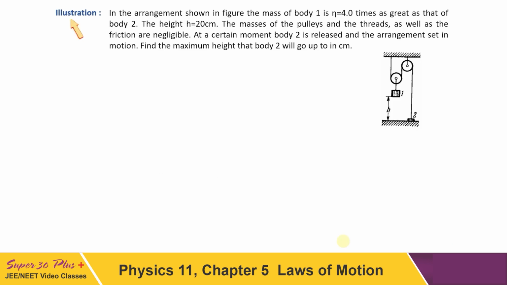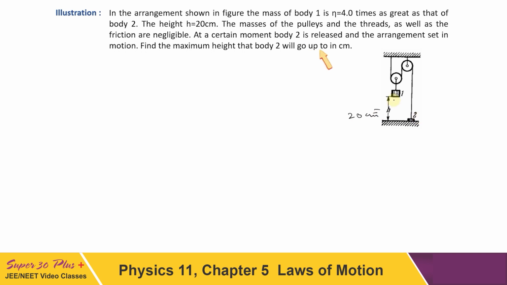In the next illustration, this arrangement is shown. Here the mass of body 1 is 4 times that of body 2. Let us consider the mass of body 2 to be m, then for 1 it will be 4m. This height given is 20 centimeter. Masses of pulley and thread we have not to consider. At a certain moment body 2 is released and the arrangement is set in motion. We have to find the maximum height that body 2 will go up, and this should be in centimeter. Okay, let us start now.